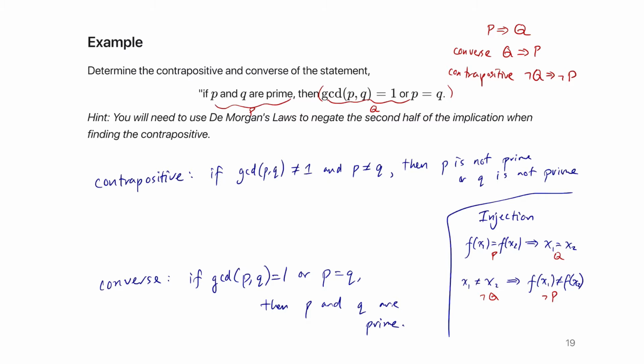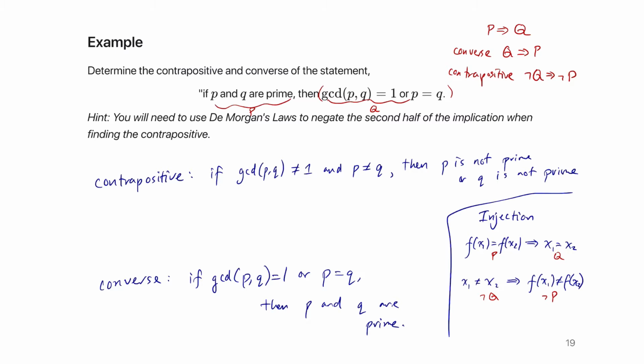Theoretically, at least for the purposes of what we know now in this class, they could both be true. I mean, the contrapositive is true if the original one is true. The converse could be true. It happens to not be the case, right? Because, for example, for 5 and 12 the GCD is equal to 1, but they're not both prime. But that doesn't matter for now.